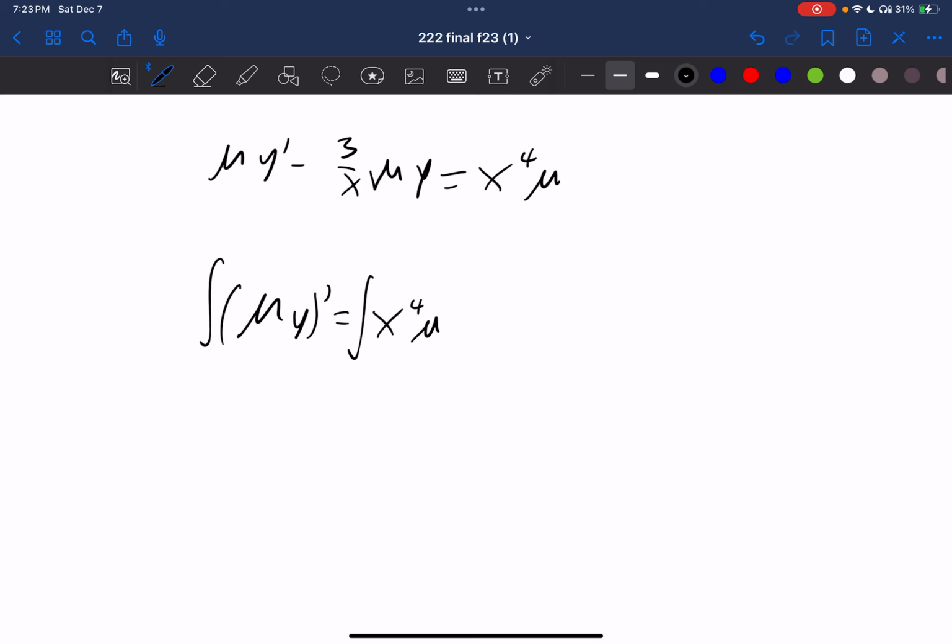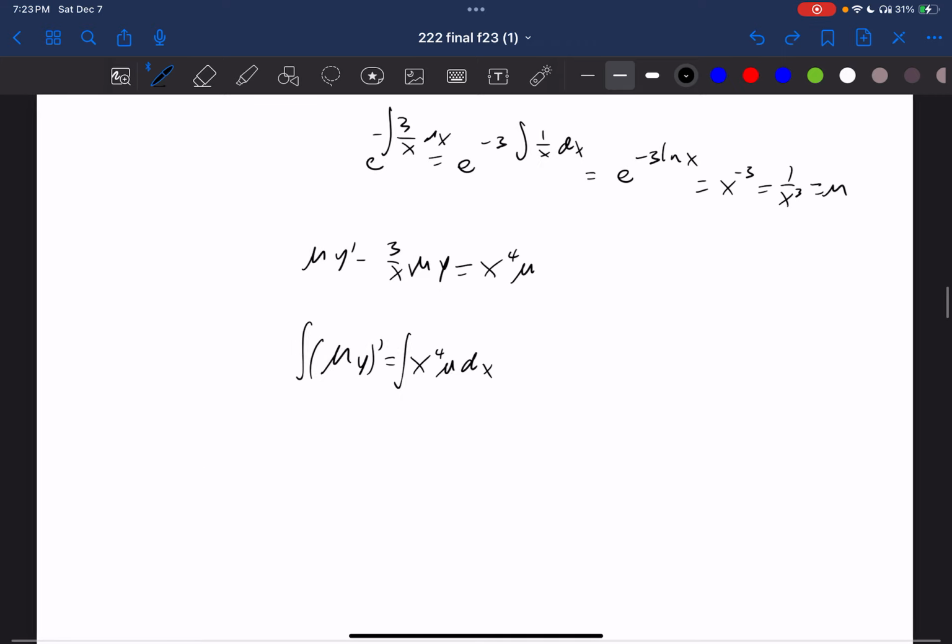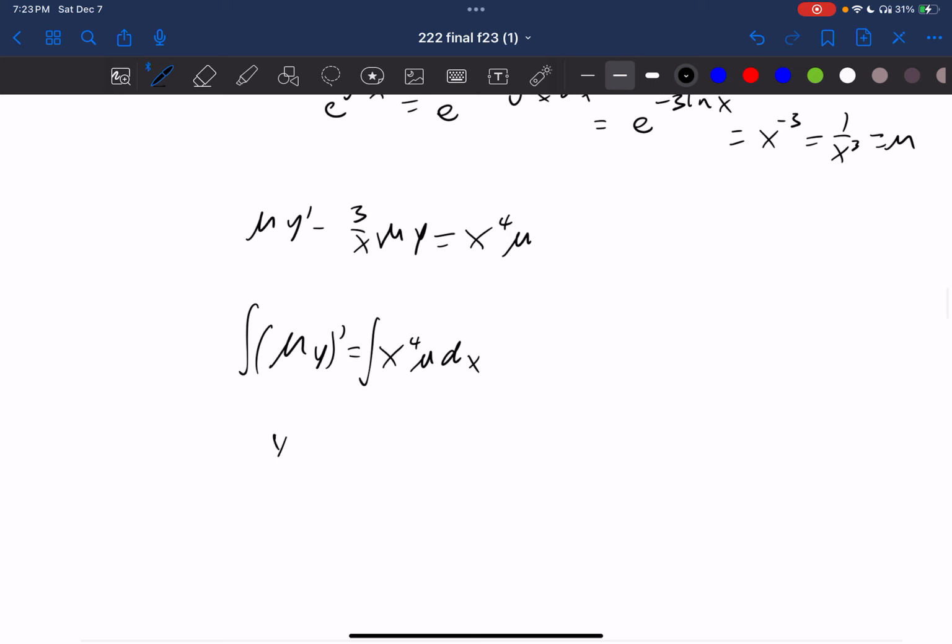Integrating both sides, based on the fundamental theorem of calculus, the integral of a derivative is just whatever's on that side, so it's going to be mu times y. We can write out mu at this point: y over x to the third power will be equal to, and this is slightly more complicated but not very hard, the integral of x to the fourth power divided by x to the third power dx. This will be equal to the integral of x dx.